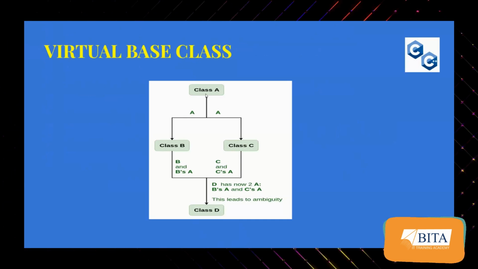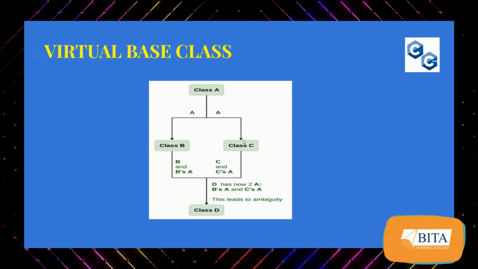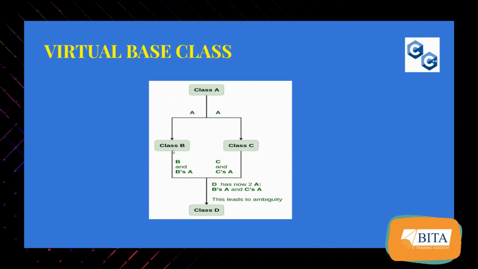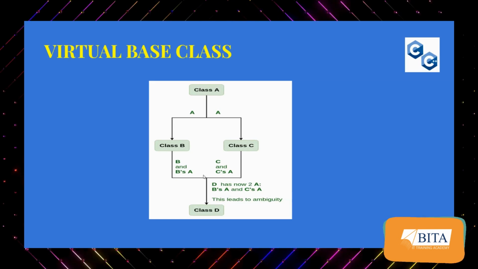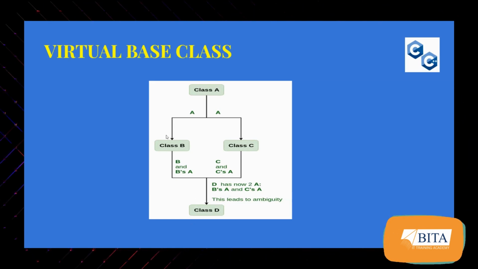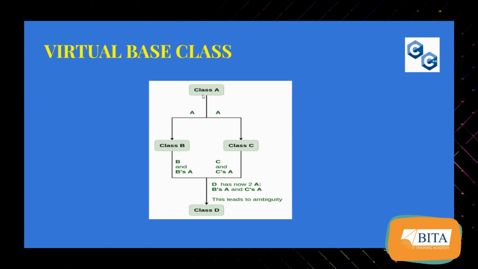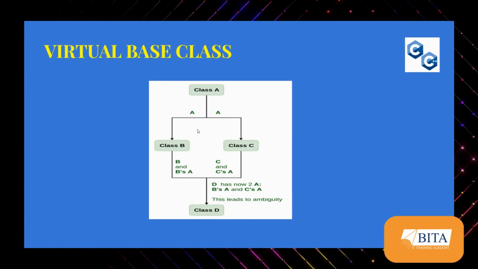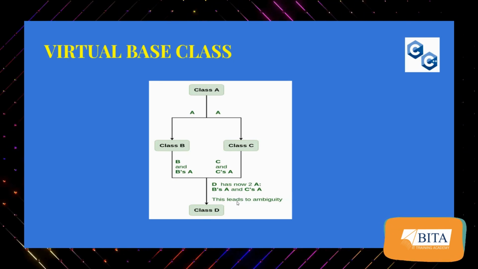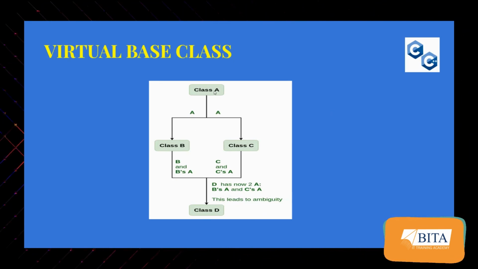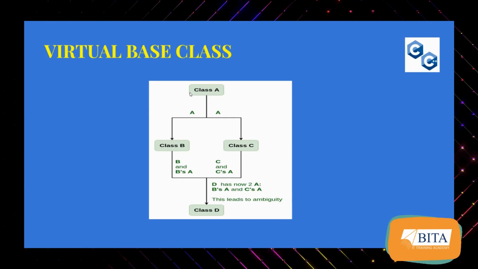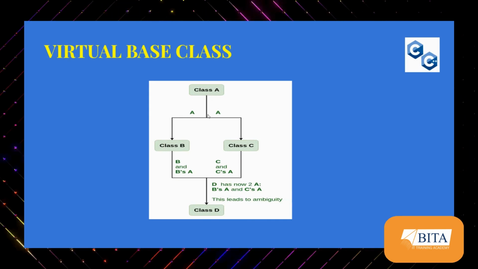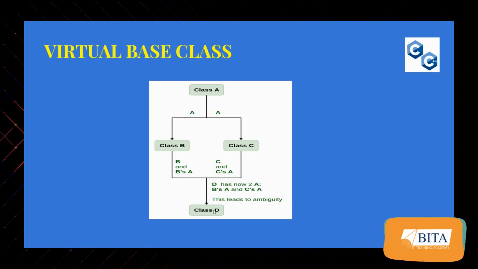In this case, we have class A, and class B and class C are the subclasses of class A. We have a class called class D, which inherits both class B and class C. So in this case, D will get two instances of class A, which leads to ambiguity. In order to avoid this, we are going to declare class A as virtual. If you do it like that, we pass only a single copy of A to class D.